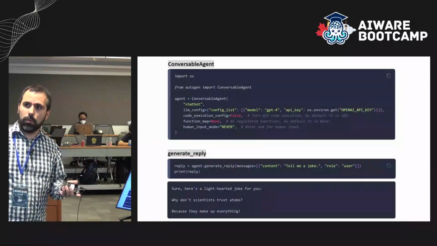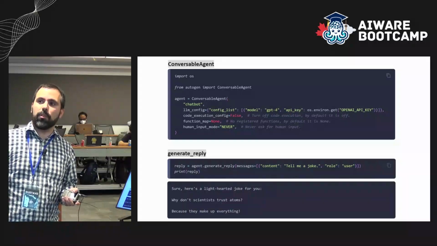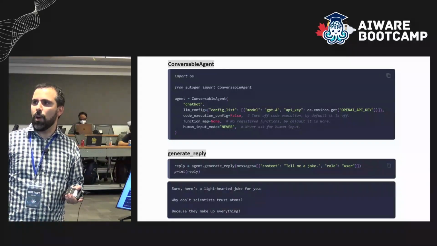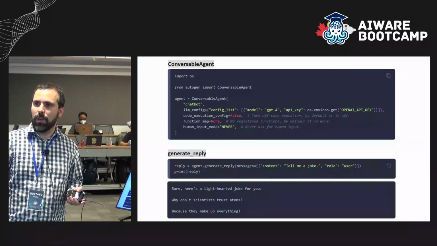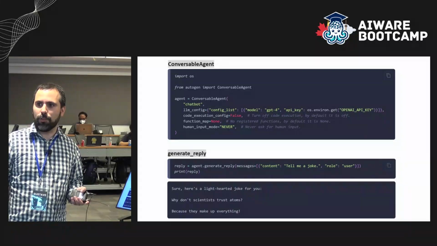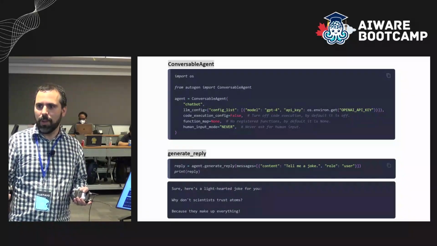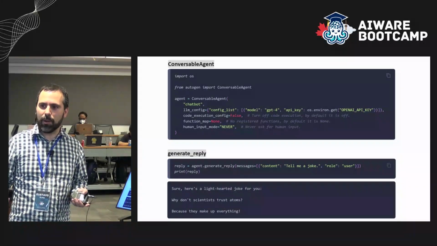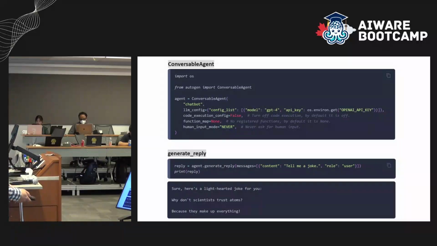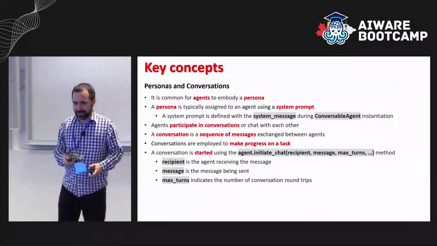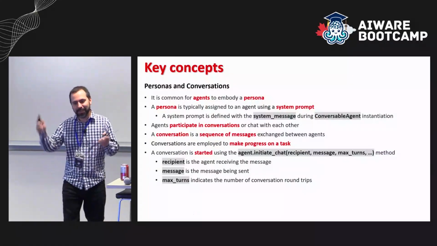And then how do you generate a reply? You do agent.generate_reply, "Tell me a joke," I am the user. Then you get something like this: "Sure, here's a lighthearted joke for you. Why don't scientists trust atoms? Because they make up everything." So that's a joke, okay. Not the best joke, but it's kind of funny, right?